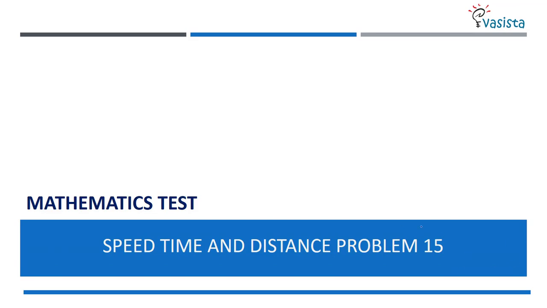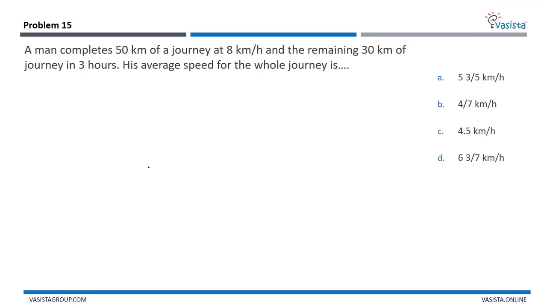Let us go with this 15th problem here. A man completes a 50 km journey at 8 km per hour, and the remaining 30 km of journey is in 3 hours. His average speed for the whole journey is... that is what we need to find. Let us check out here now.